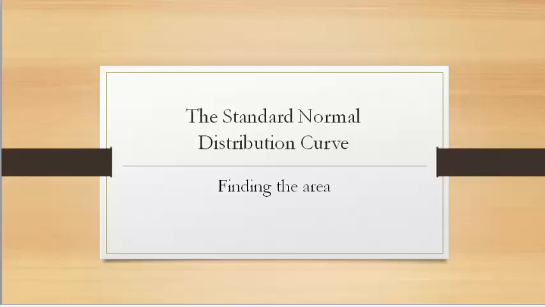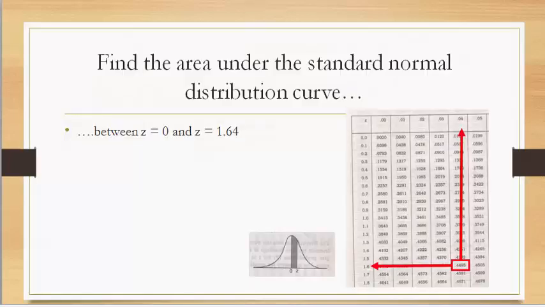We'll now begin our discussion on finding the area under the standard normal distribution curve. Our first example asks us to find the area under the standard normal distribution curve between z is equal to 0 and z is equal to 1.64.